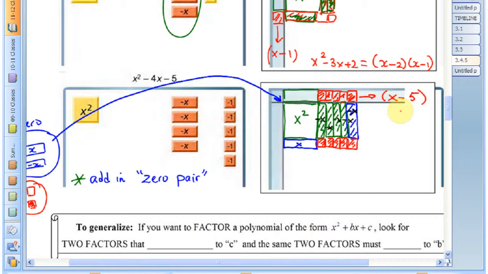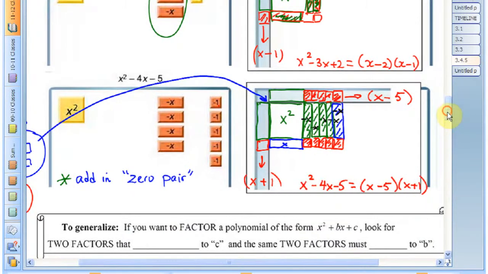How about the one down here? What about this? This is x. And then what's this one over here? One positive. Excellent. That's just x plus 1. So ladies and gentlemen, you've now factored this using algebra tiles. x squared minus 4x minus 5 is the same thing as x minus 5 times x plus 1. You are done. Okay.